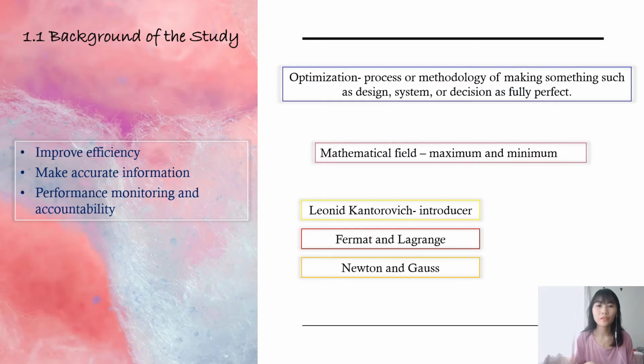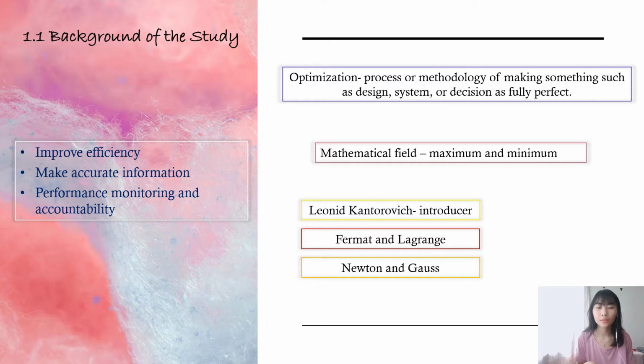Optimization is a process or methodology of making something, such as a design, system, or decision, as fully perfect as possible. In mathematical fields, optimization is the mathematical process used for finding the maximum and minimum value. The generalizations of optimization technique and theory to other formulas involve applied mathematics. Optimization, also known as linear programming, was introduced by Leonid Kantorovich in 1939.